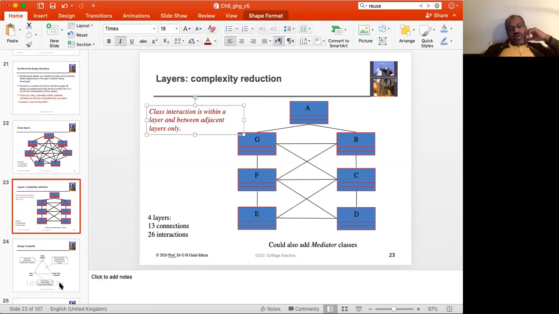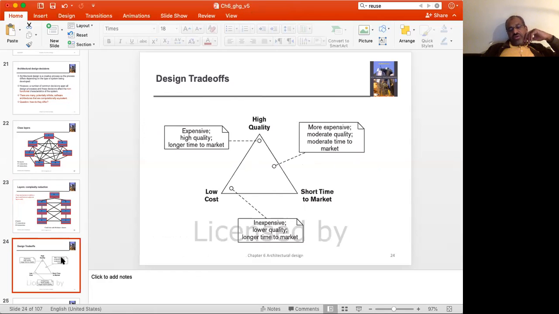Now, an architectural representation, a visual architectural representation like this, helps you make decisions that involve trade-offs. Many design decisions involve trade-offs. Trade-offs as in you cannot have everything. You cannot optimize in all directions similarly and simultaneously.